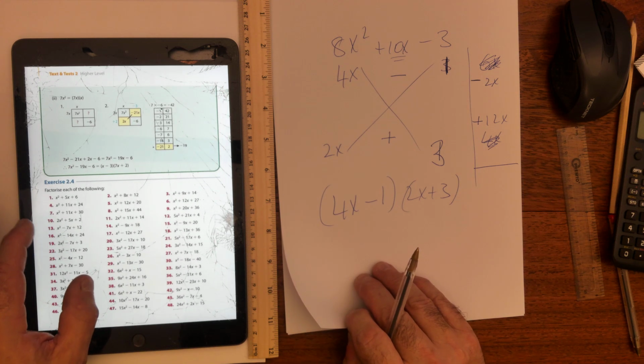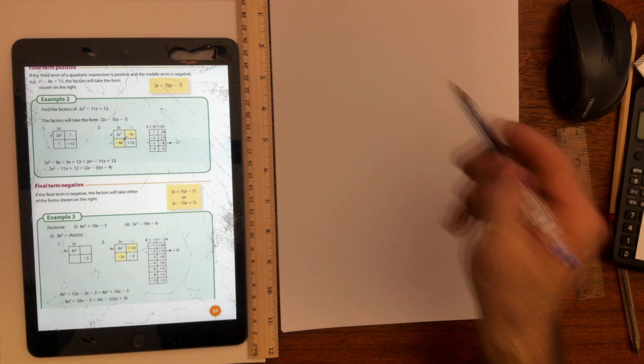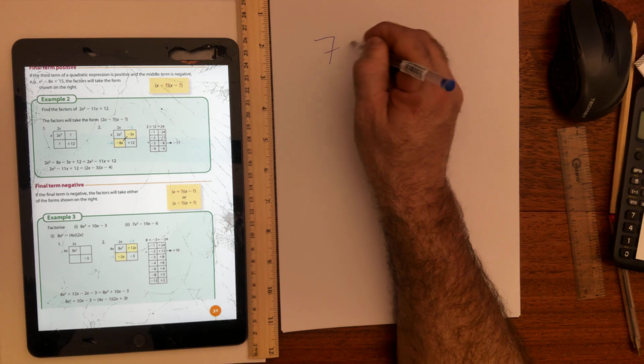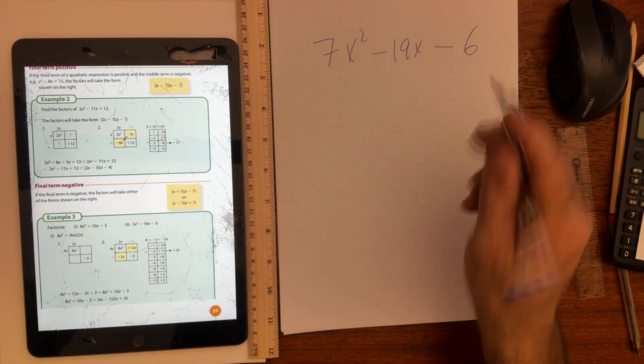Oh, there's another one here. Lovely. Okay, so starting off with a prime number, 7x squared minus 19x minus 6.